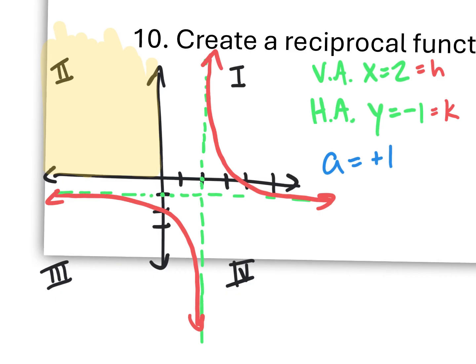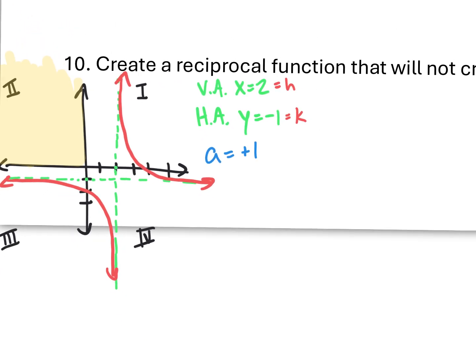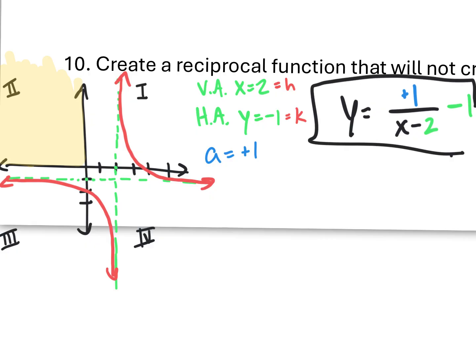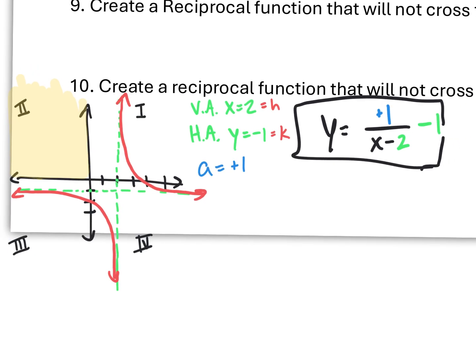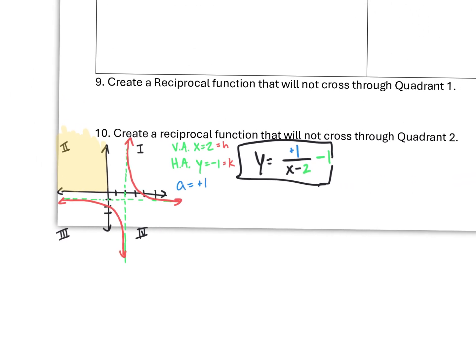So now that you know your a, your h, and your k, now you could actually write your reciprocal function. Y equals a fraction. A is +1. You don't need to put the positive sign. On the bottom, you have x minus h, which in this case is 2. And then you have the plus k at the very end, which in this case is -1. So you didn't have to put a plus -1. You could have just put a -1 right there. And this is the answer to that question, to create a reciprocal function that will not cross through quadrant 2.